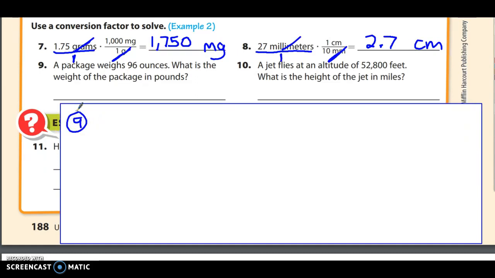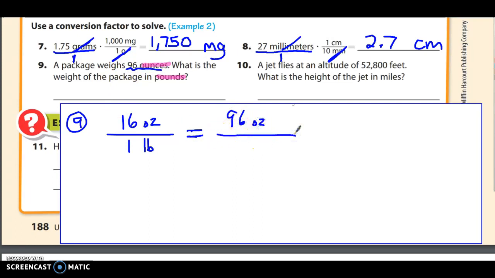Number 9, a package weighs 96 ounces. What is the weight of the package in pounds? So we want to convert between ounces and pounds. And it's 16 ounces, that's OZ, for 1 pound, that's LB. And I need to figure out the number of pounds for 96 ounces. It's really important that we're labeling. Do you notice I'm labeling things like the ounces? It helps me keep things straight. And then I just ask myself a math fact, how many times does 16 go into 96? And it's 6. So you multiply 1 times 6 and you get 6. It's 6 what? It's going to be 6 pounds. 6 pounds, 6 lbs.